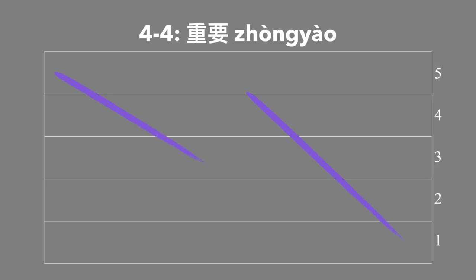The first fourth tone only goes about halfway down. The second fourth tone starts a little bit lower than the first fourth does, and then it goes all the way down. So the first one goes only about halfway down. The second one starts just a bit lower than the first one does, and it goes all the way down.